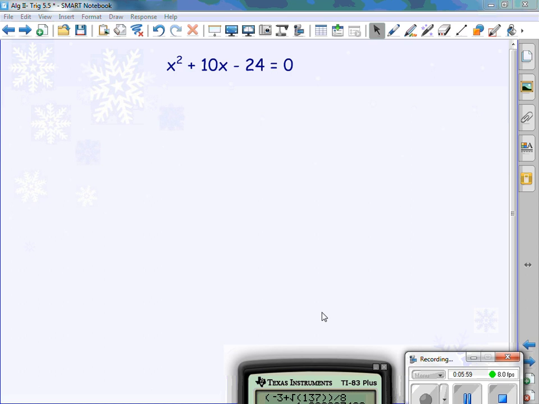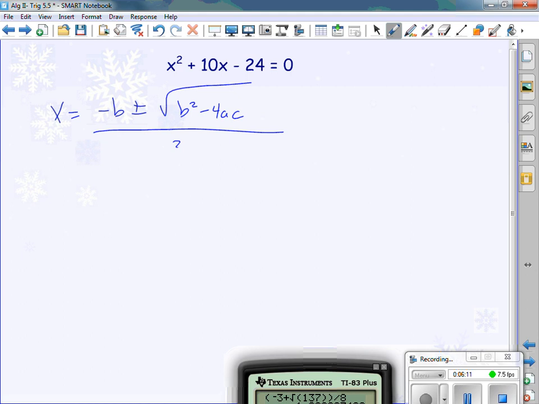x equals negative b plus or minus square root b squared minus 4ac all over 2a. That is the formula. There's very little thinking to do here. It's just plug in the numbers and chug out the answer. That's a, that's b, that's c.